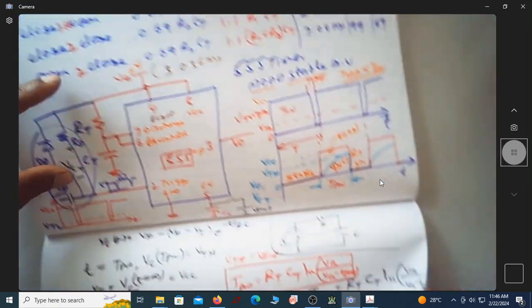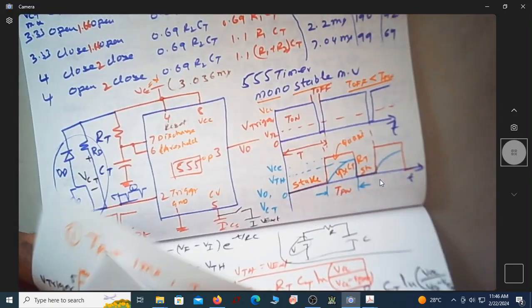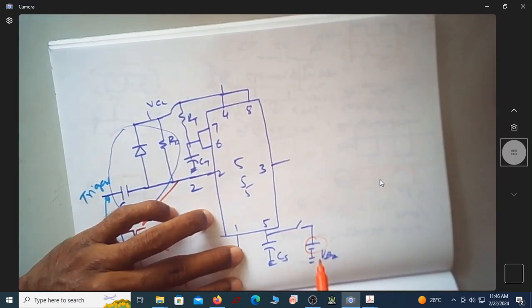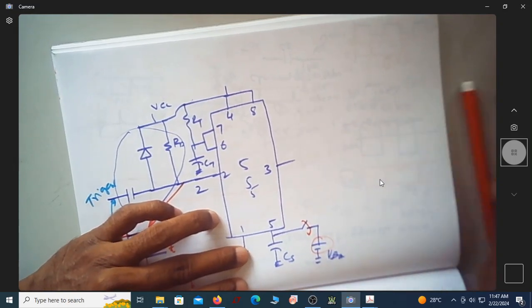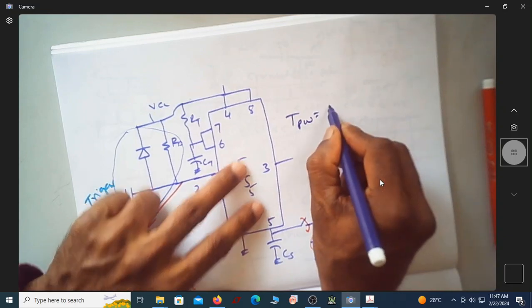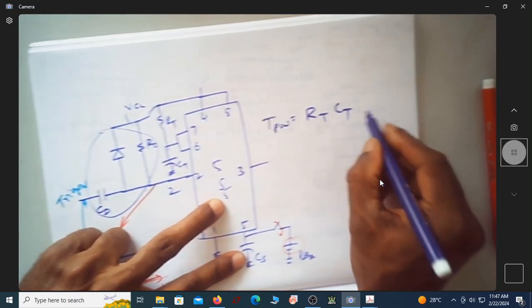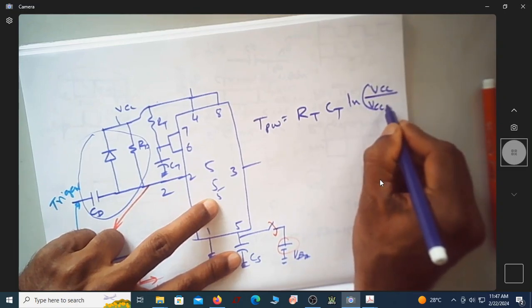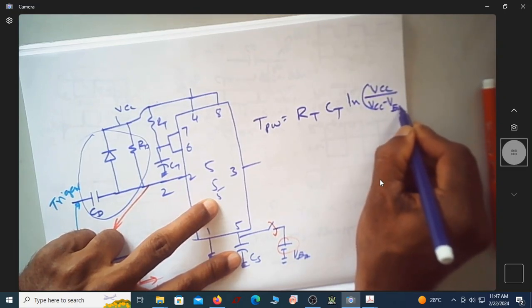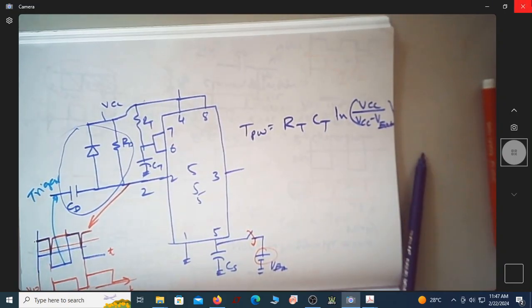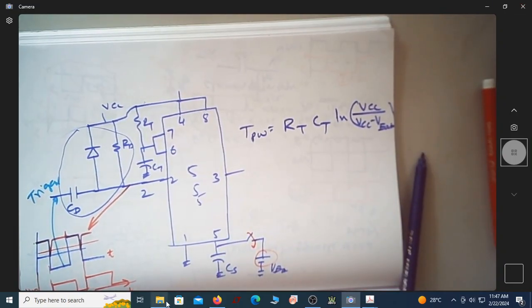Let me rewrite that. The expression for the pulse width, in case you are using an external voltage, if you close the switch, then what is the pulse width expression? TPW is equal to RT CT ln of VCC by VCC minus V external. So this is the expression. Okay, I hope now it's clear.